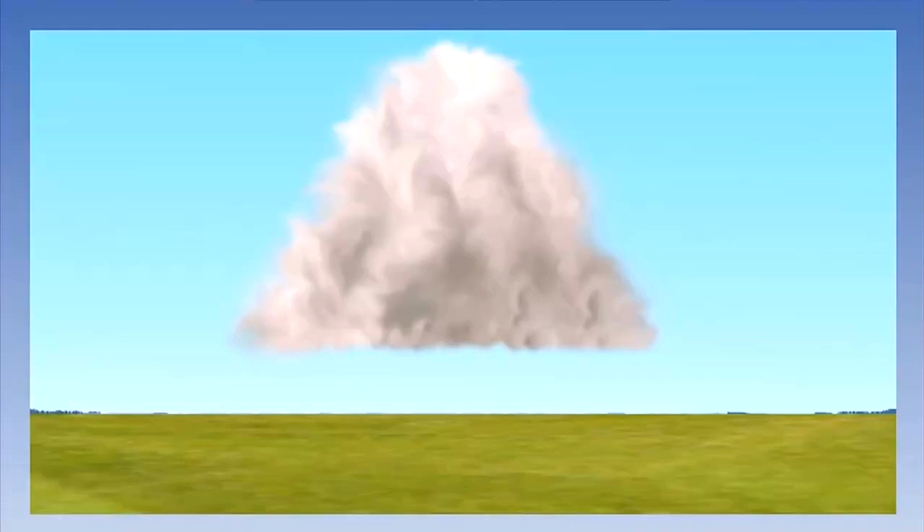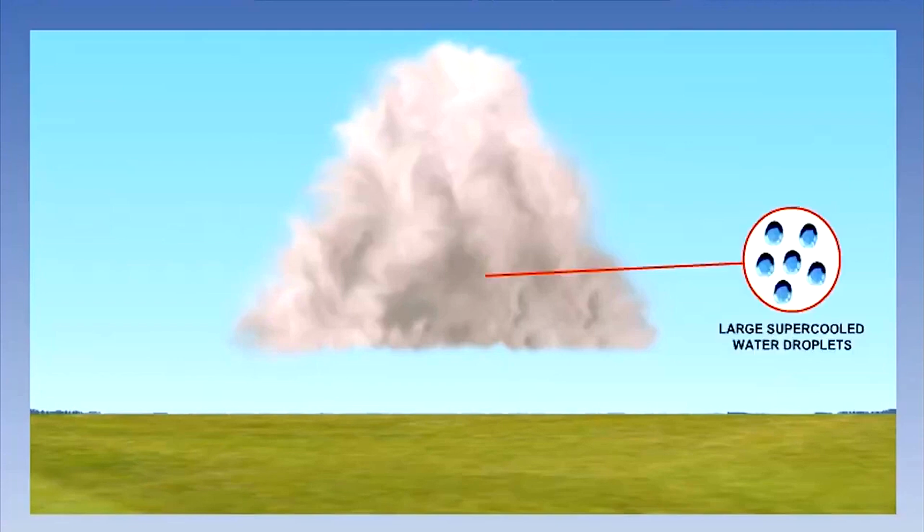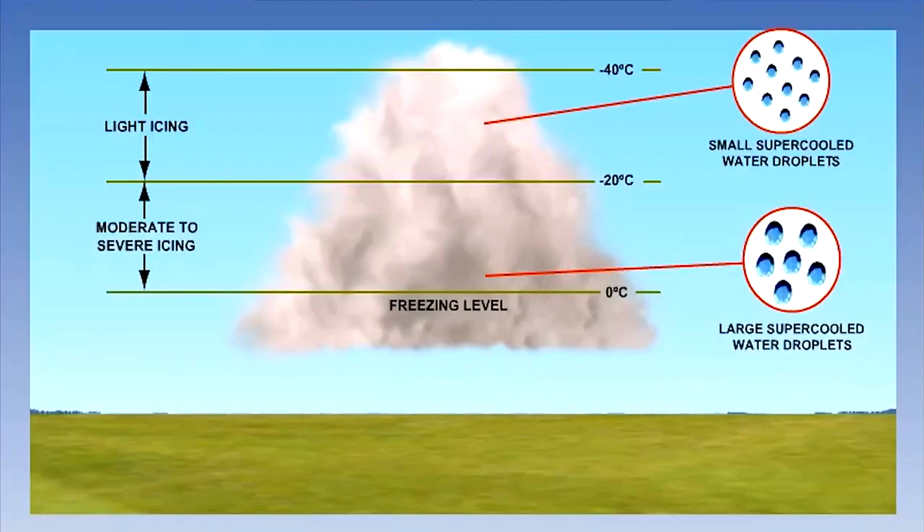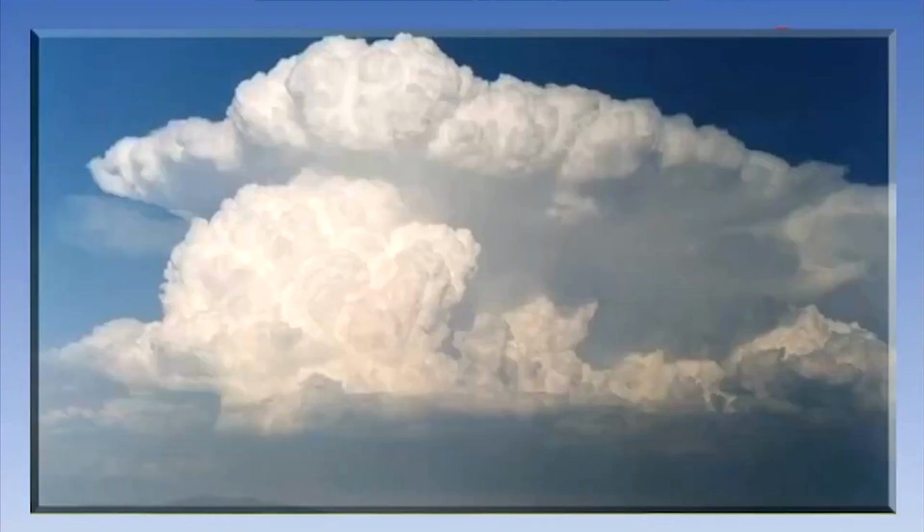Cumuliform clouds frequently have strong vertical updrafts of air moving within them. They can therefore support significant numbers of large supercooled water droplets. As a result, a pilot can expect moderate or even severe clear ice within these clouds, especially in flight just above the 0-degree level. In cumulonimbus clouds, the updrafts are even greater and so the icing risk is always severe.